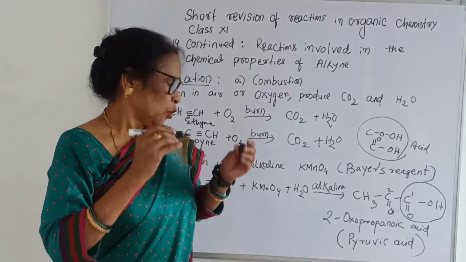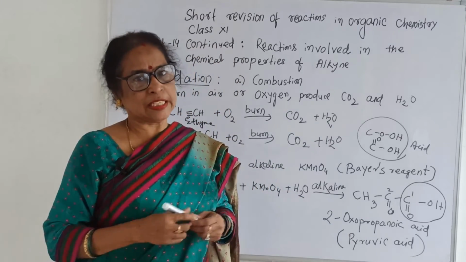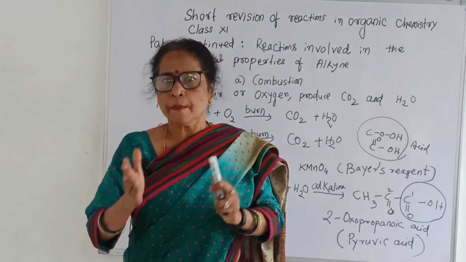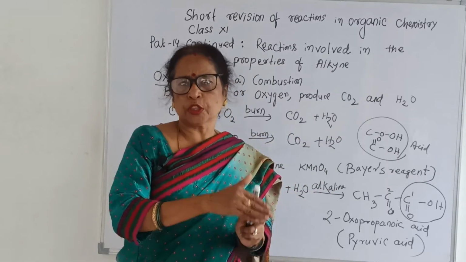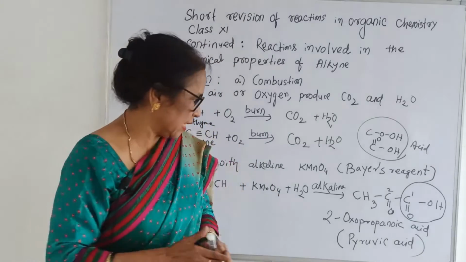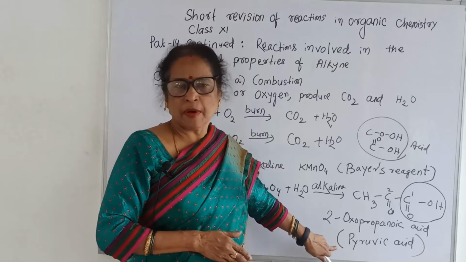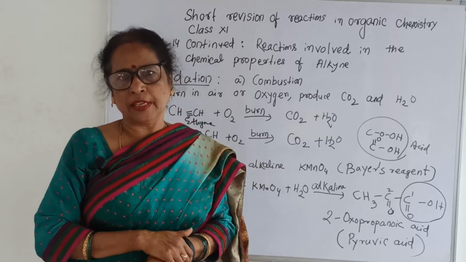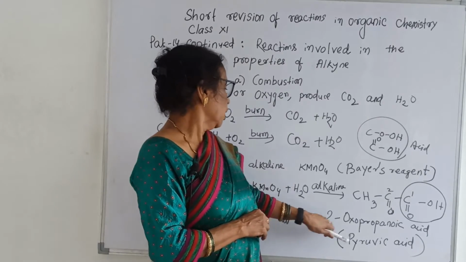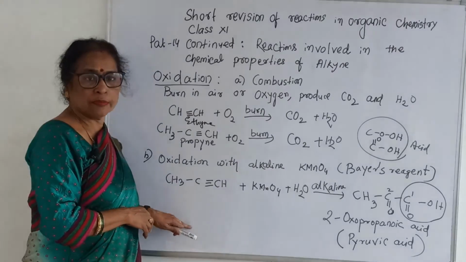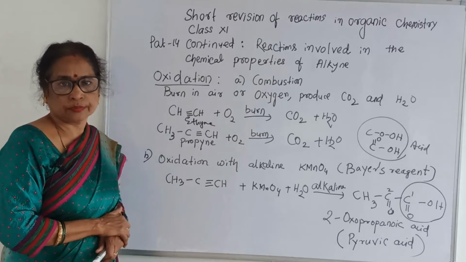So what is the name? 2-oxo-propanoic acid, because this acid contains only 3 carbons, which means propanoic acid, with an oxo group at position 2. Commonly it is very famous as pyruvic acid. Pyruvic acid is very much helpful in biochemistry. So this is 2-oxo-propanoic acid. Then we will see other processes of oxidation also.